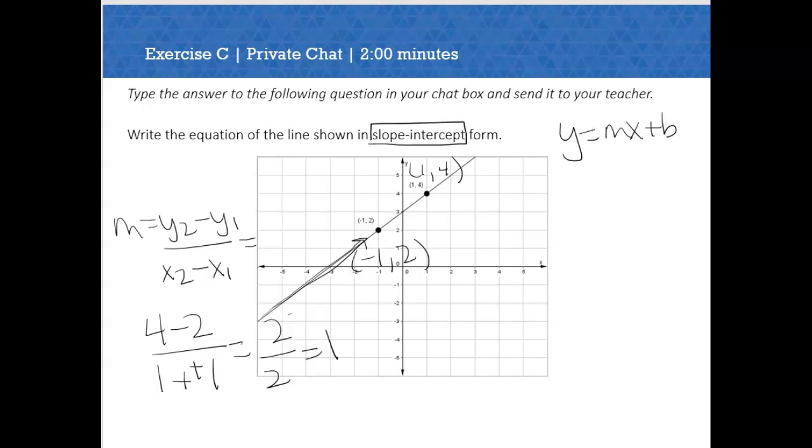So 1. And then our b, remember, is where it crosses the y-axis. So it crosses right at 3 here. So y equals m, which was 1. So we don't even really need to write 1 because 1x is the same as x, plus b, so plus the 3, and that's it.